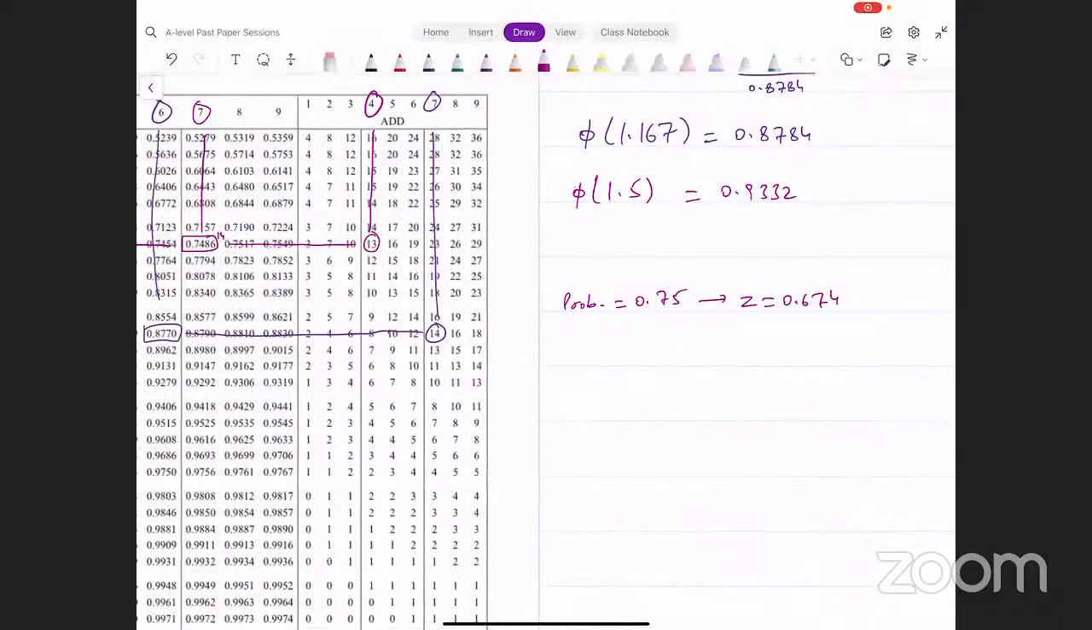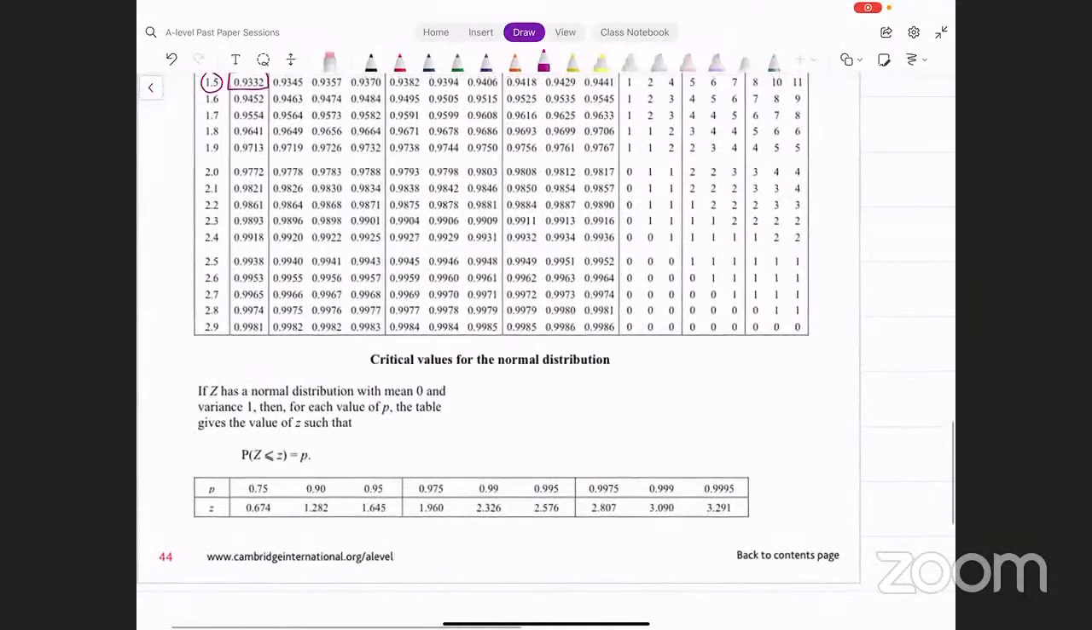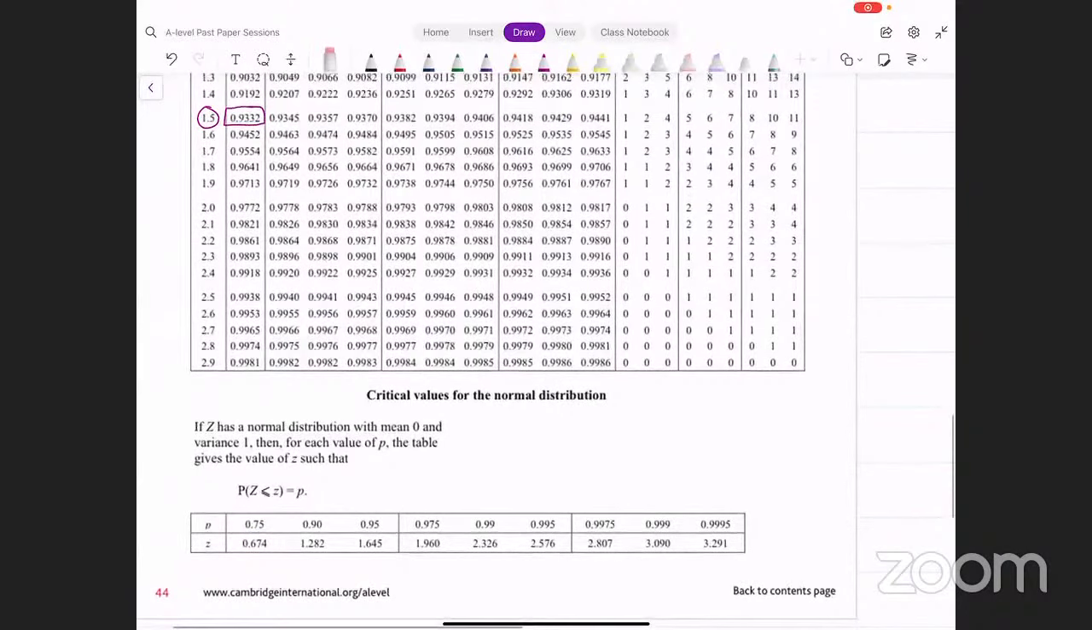ये आपके पास z की वैल्यू आ गई 0.674. ये क्योंकि एक कॉमन probability है, if you notice, ये उसने आपको नीचे अलग से भी दी होती है. Probability जब 0.75 है, उसकी z की वैल्यू कितनी आ रही है, 0.674. You could just pick it up directly from here as well, 0.674 if you wanted. ये कुछ probabilities की देखें, आपको डायरेक्ट z की वैल्यूज दी हुई हैं. अगर इनमें से कुछ हो तो आपको कुछ करने की जरूरत नहीं है, डायरेक्टली यहाँ से वैल्यू पिक कर सकते हैं.